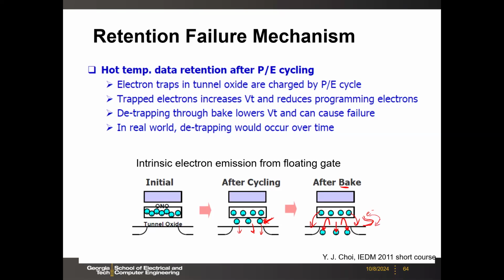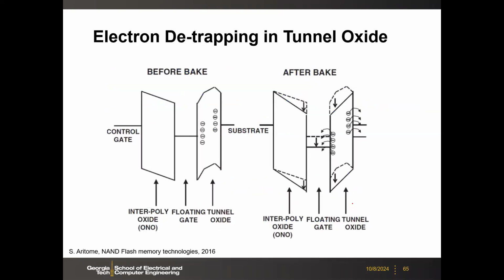So then the VTH will shift basically, right? Because VTH essentially is the number of electrons in the floating gate. As you have fluctuation of those number of electrons, you have shift. So here, for example, some band diagram, this is the electron detrapping essentially, right? So tunnel oxide, you may have some trapped electrons, but after baking, those electrons will jump out.